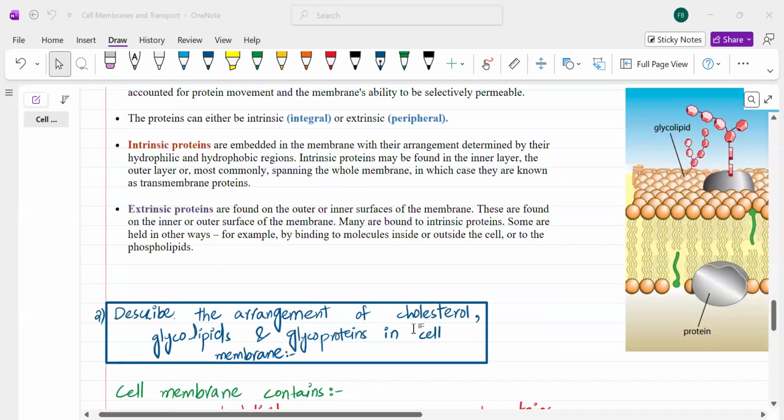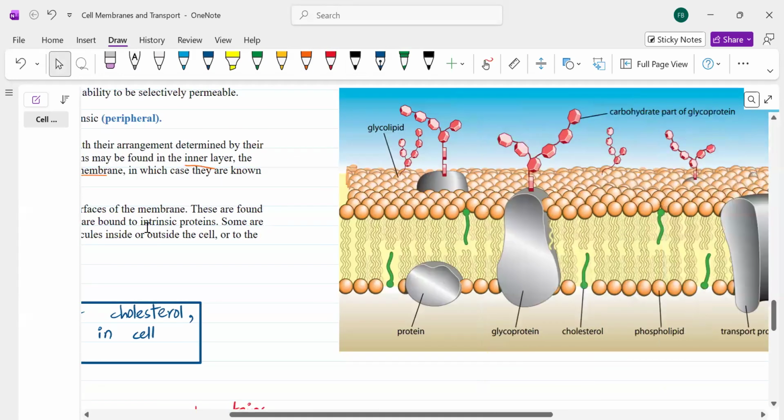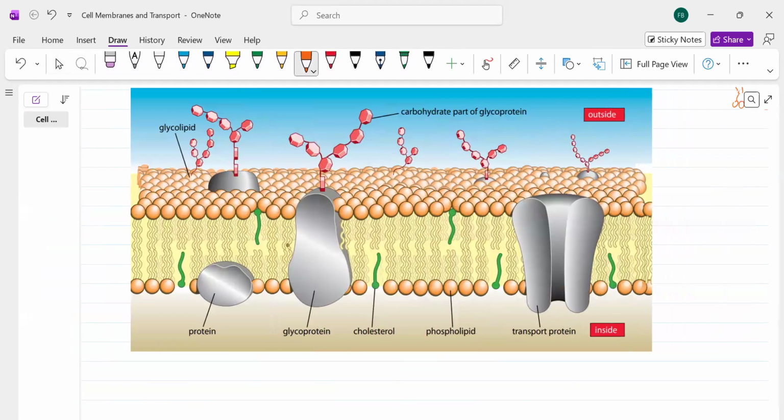Intrinsic proteins are embedded in the membrane with their arrangement determined by their hydrophilic and hydrophobic interaction regions. You see what they have mentioned: the intrinsic proteins may be found in the inner layer, the outer layer, or most commonly spanning the whole membrane. Spanning the whole membrane means they can be present over here, sometimes over here, sometimes over here.